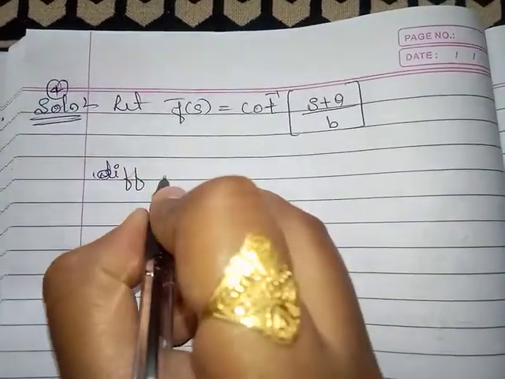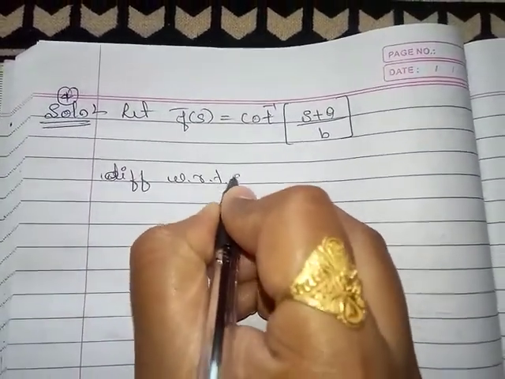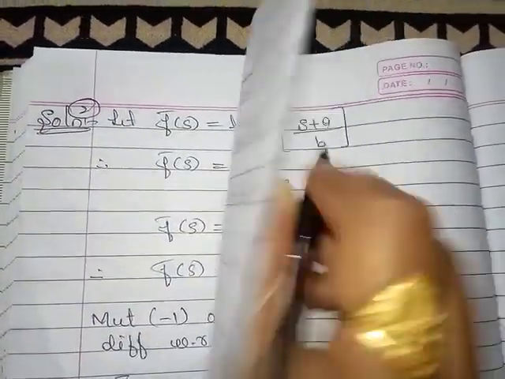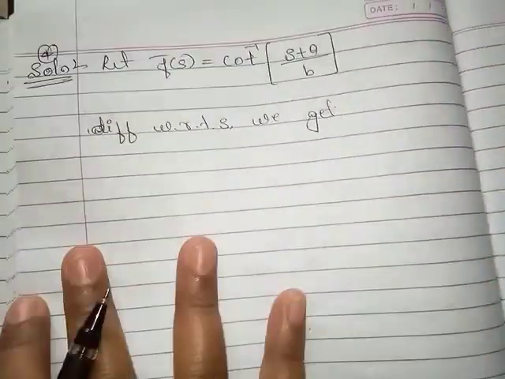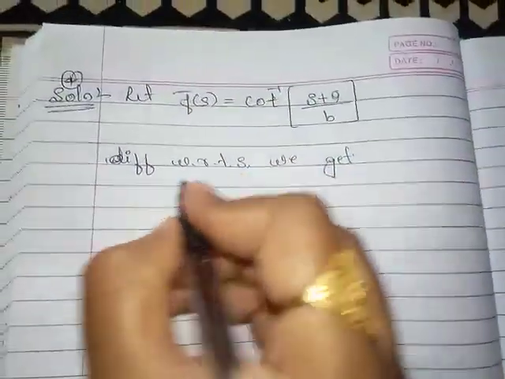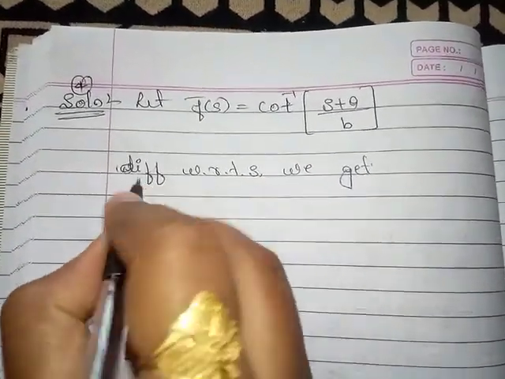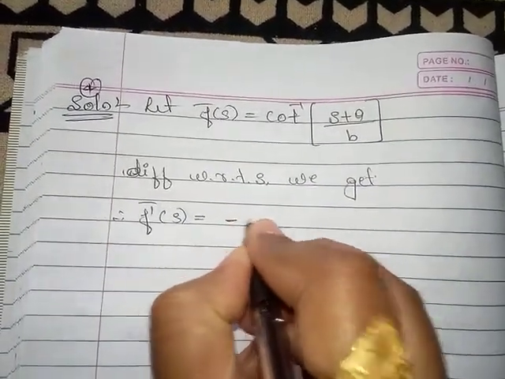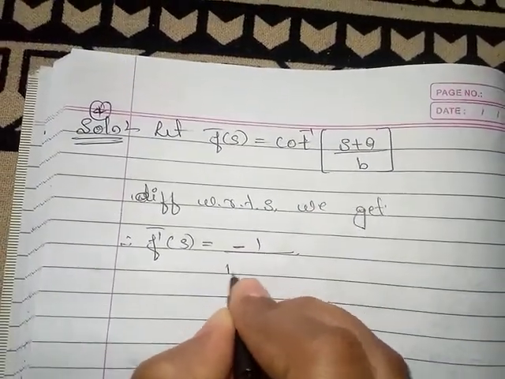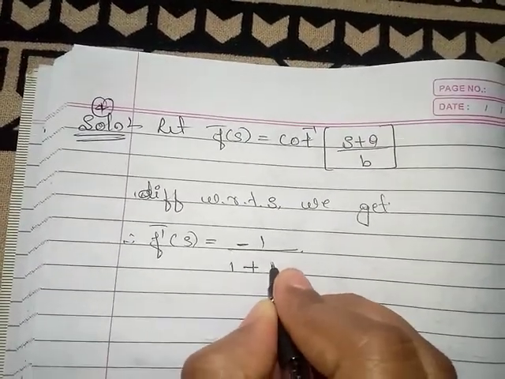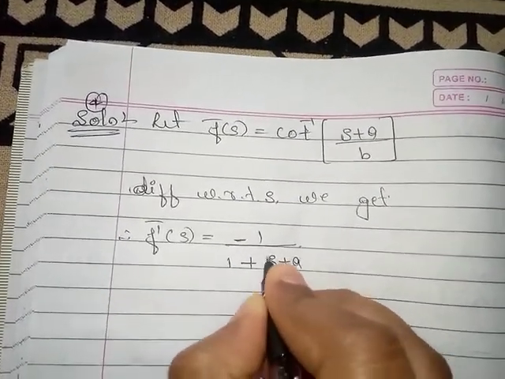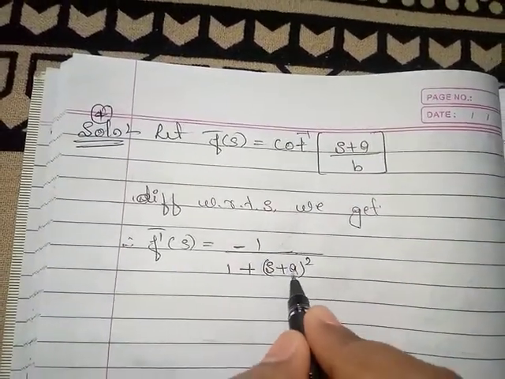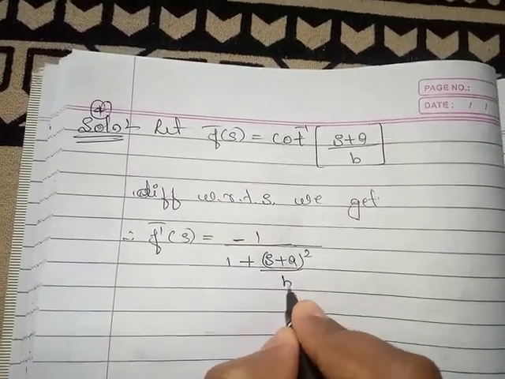Differentiate with respect to s, we get f bar dash of s equal to minus 1 divided by 1 plus ((s plus a) divided by b) whole square. It can be written as (s plus a) whole square divided by b square.